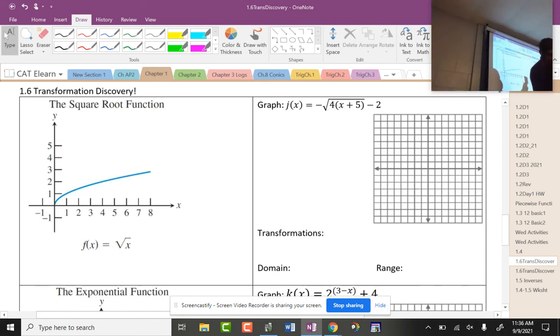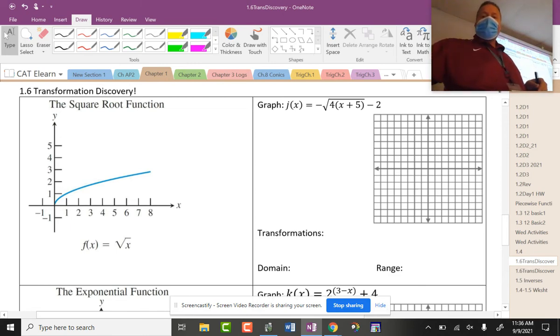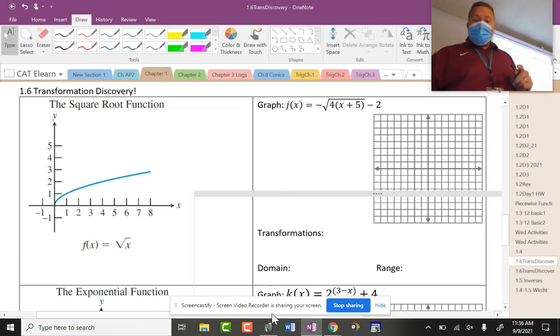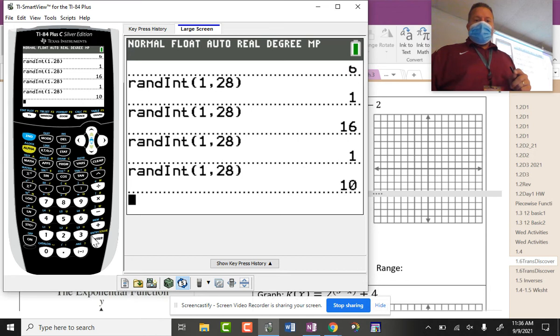Notice what it says here. When c is greater than 1, it's a horizontal shrinking. Shrinking means pulled towards, right? So this will be pulled towards the y-axis, compared to this parent function. And we'll see that in this actual question. But we should be able to say what those transformations are first.